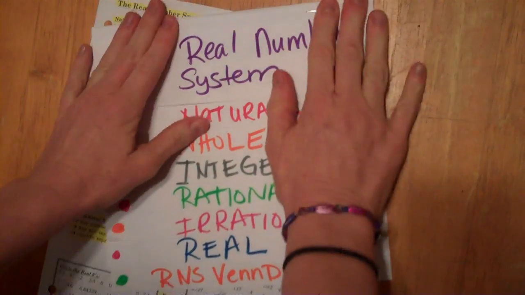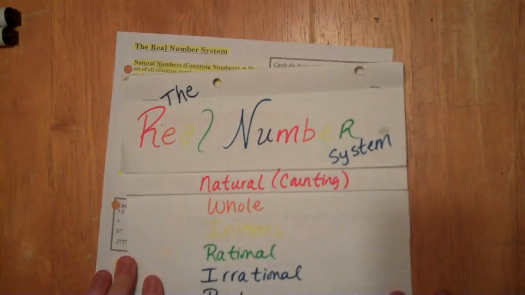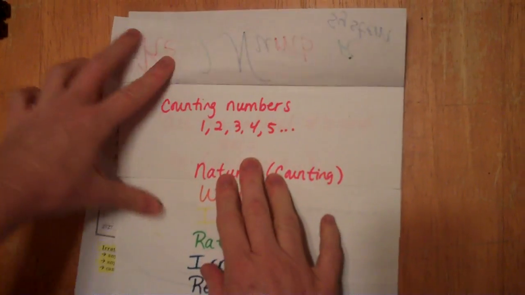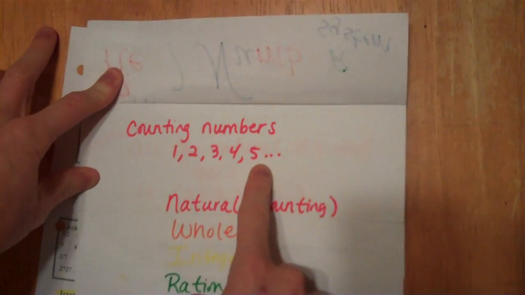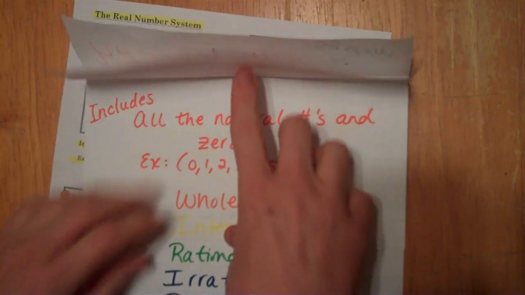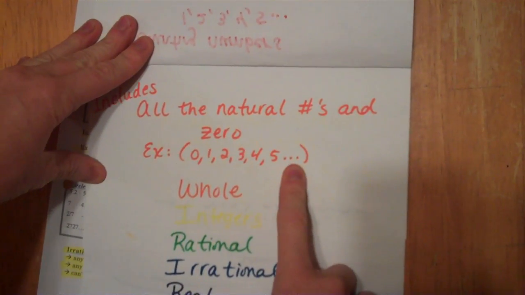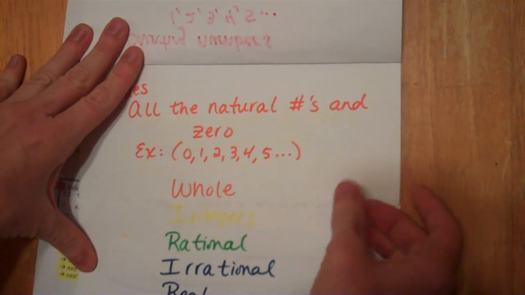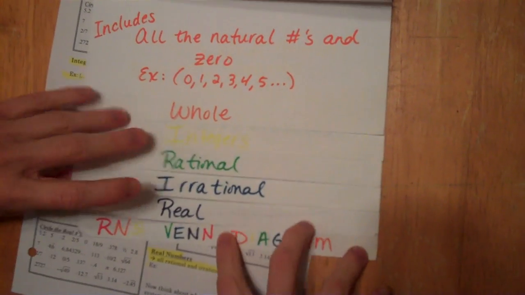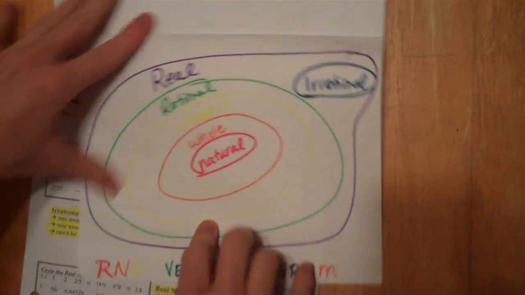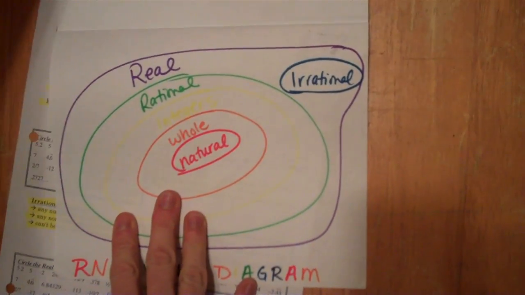So let me show you mine again, my finished one. So you have the real number system. You open it up, it's your counting numbers. I've got some examples. Whole numbers, you open it up, includes all natural numbers and 0. There's some examples. Okay, same thing will happen with integers, rational, irrational, real. The bottom, so like when you open the very bottom, you're going to give the whole Venn diagram.